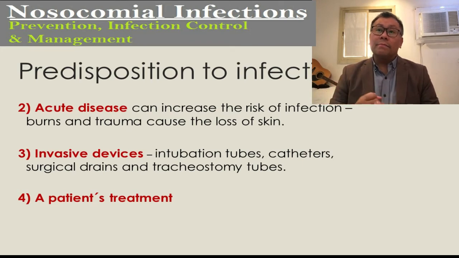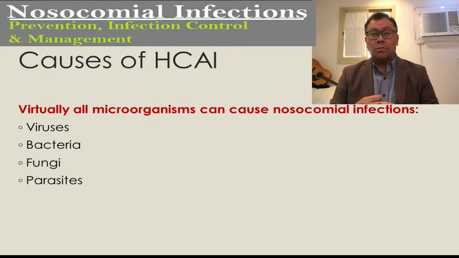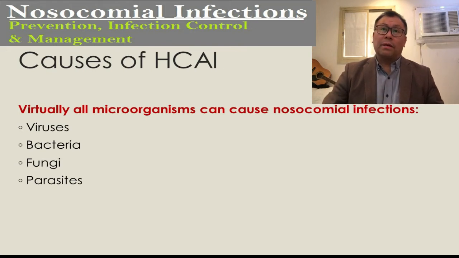We have invasive devices. For example, in the hospital, we have intubation tubes, catheters, surgical drains, and tracheostomy tubes. So in the hospital, as much as possible, these devices should be disposable. We have a patient treatment also.